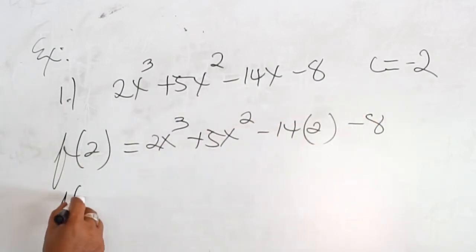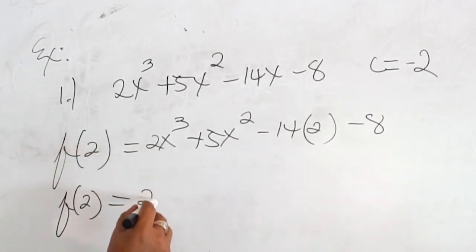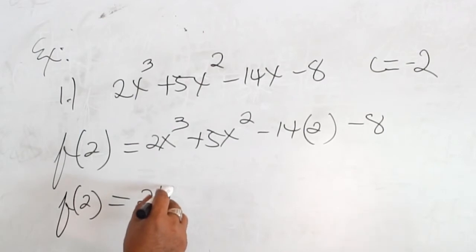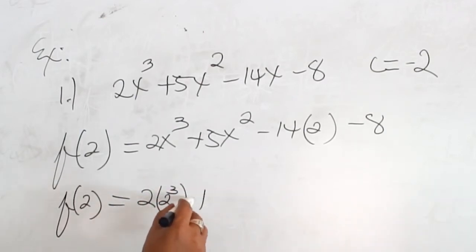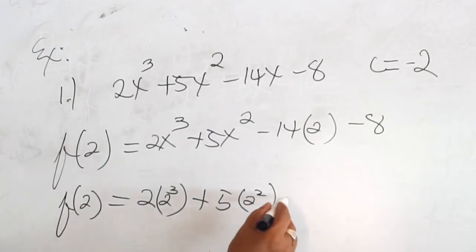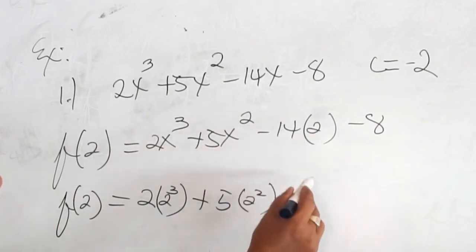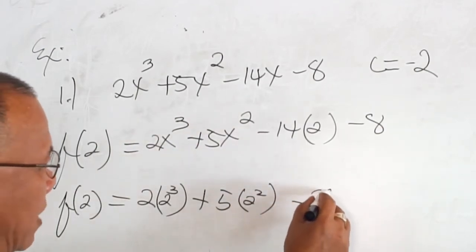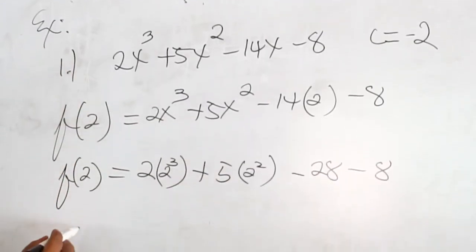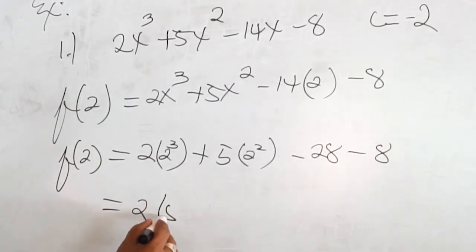Okay, so f of 2 is equal to 2, the value of x is 2 cubed. Then positive 5, then the value of x is 2 squared. Then negative 2 times 14, the result is negative 28. Then we have negative 8. Then is equal to, simplify, the cube of 2 is 8.